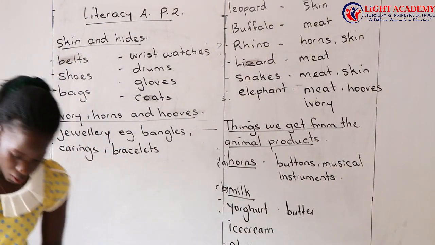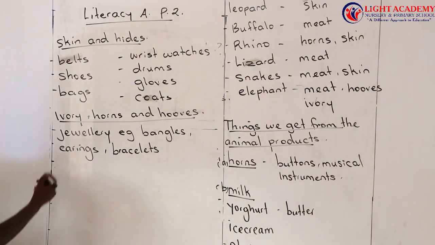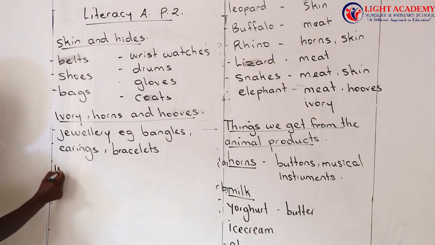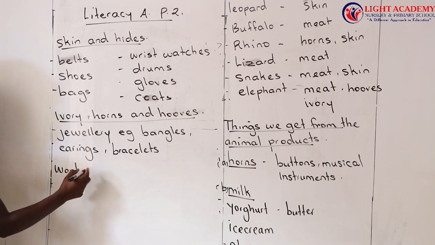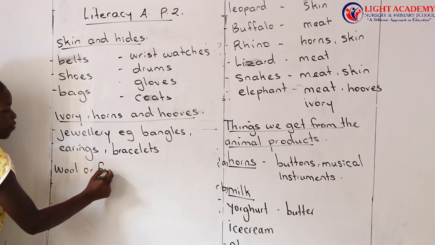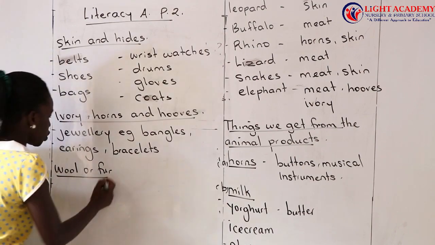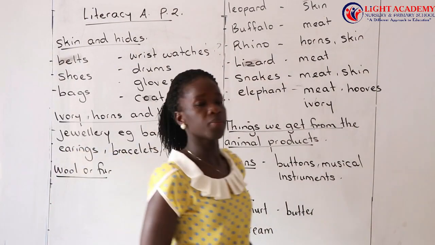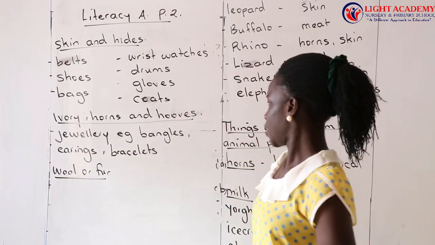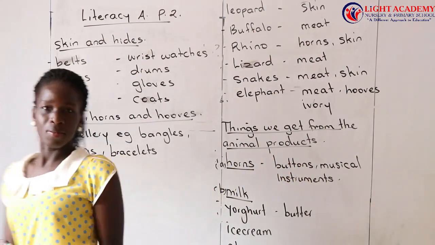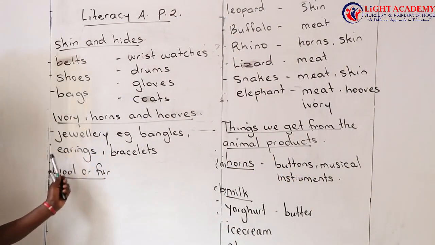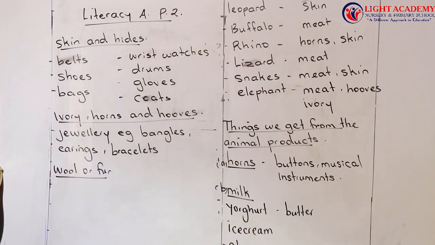And then we also have another product called the wool, or you can say fur. The wool, you get it from a sheep, and the fur, you get it from the rabbit. So those are some of the things we get from the animals. Now, what are the products that you get from wool and fur?